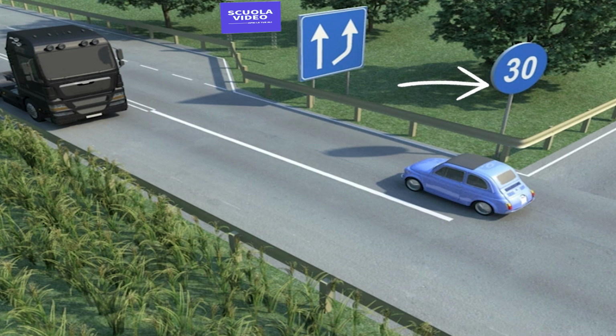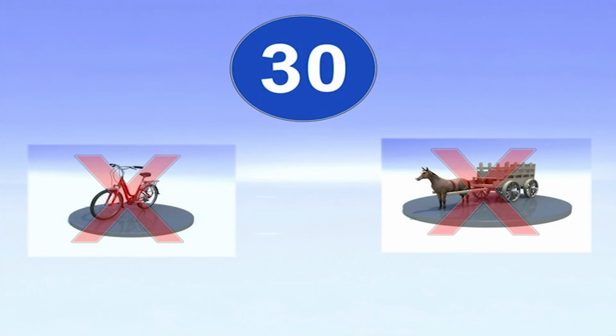Limite minimo di velocità 30 km/h. Minimum speed limit of 30 km per hour. This mandatory sign indicates the speed limit below which it is forbidden to drive. It requires driving at a speed of at least 30 km per hour and therefore prohibits the transit of vehicles that are unable to comply with the prescription.